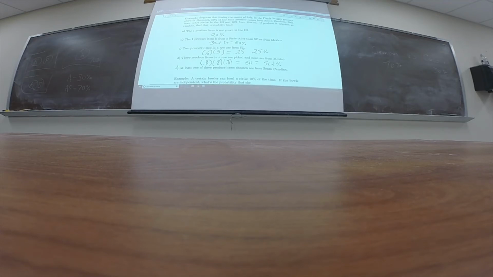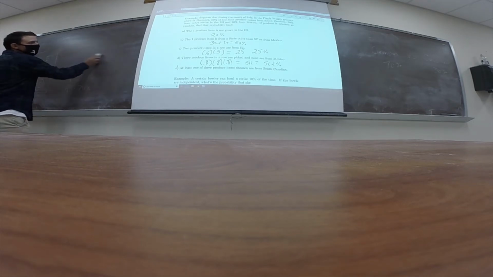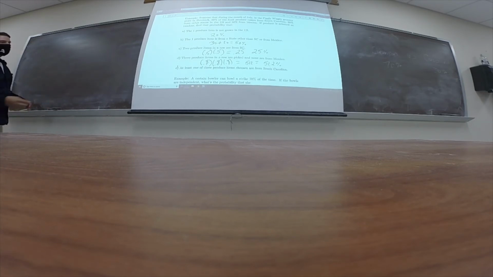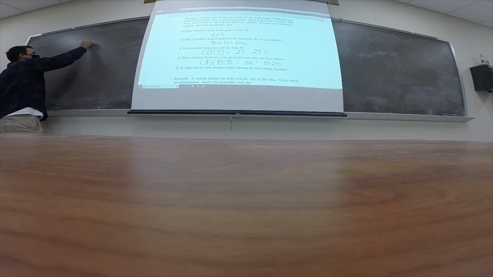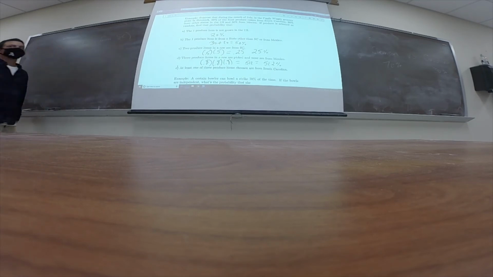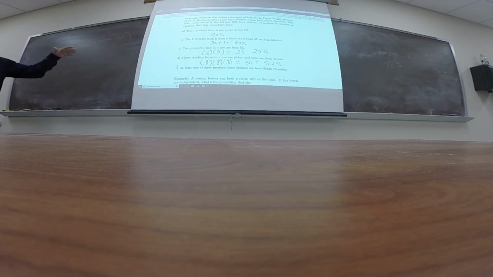Okay. Let's look at E. E says at least one of 3 produce items chosen are from South Carolina. And the reason I'm going to the board is I'm going to write this thing down here, be a little more interactive. So probability at least one in the good old South Carolina. Now, there's 2 ways of doing this, one really, really hard way and one really, really easy way. The really, really hard way would mean I would have to look at all combinations.